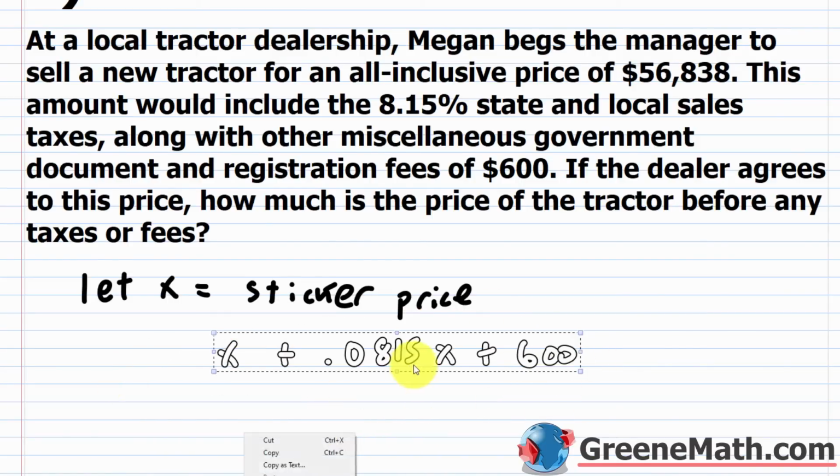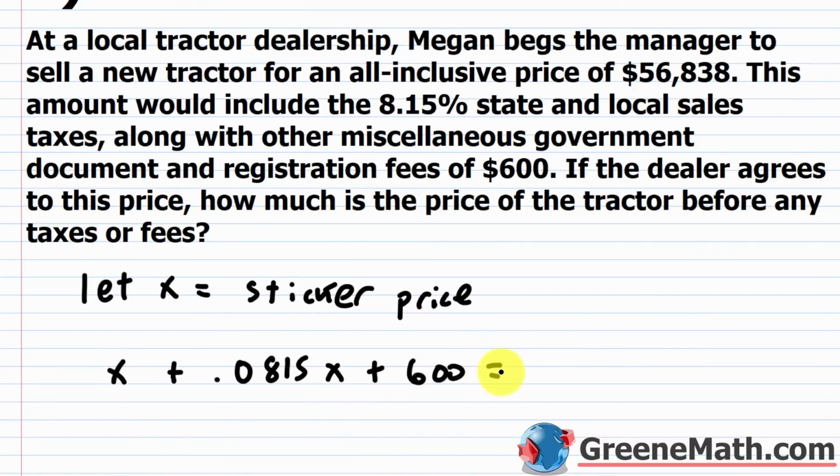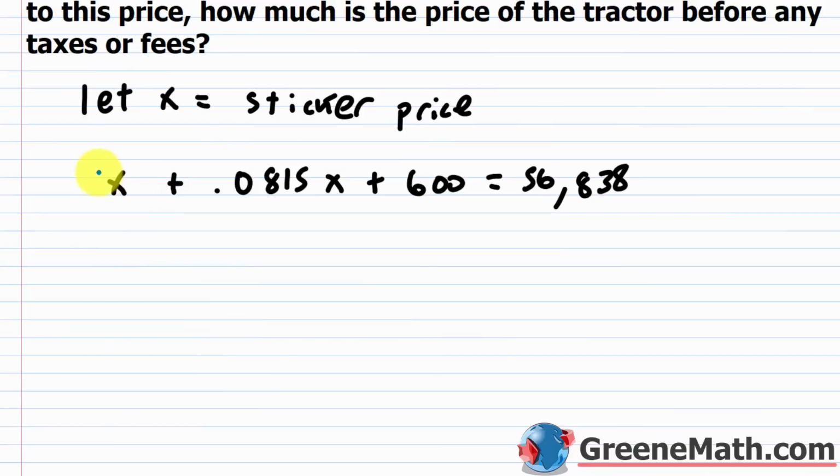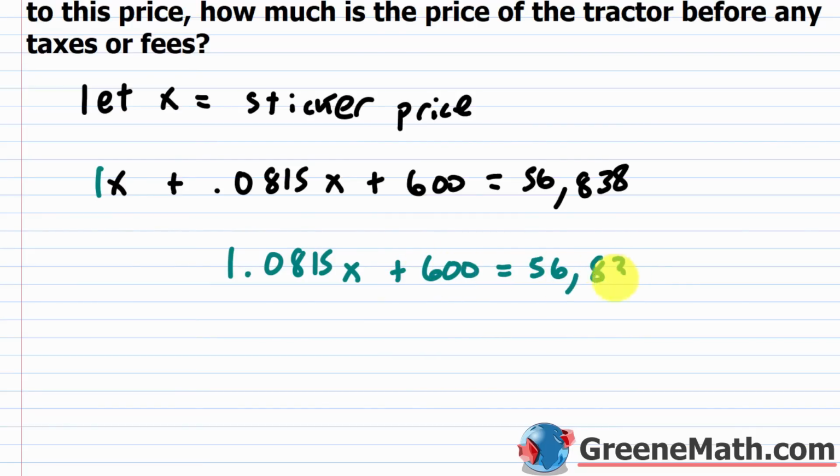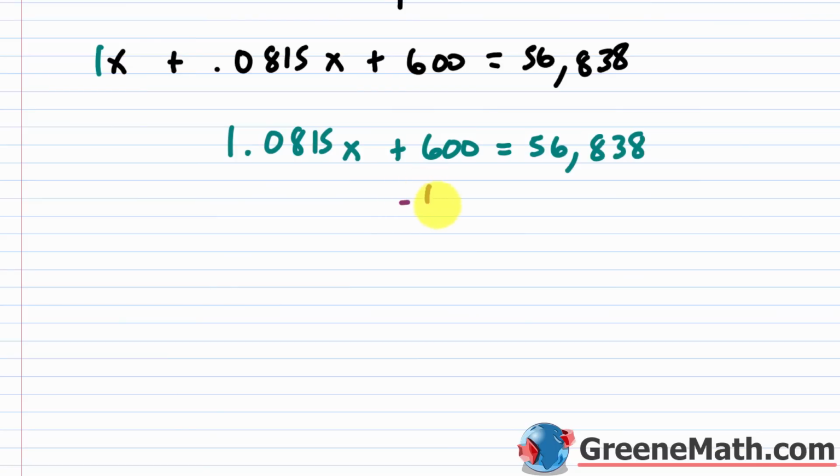And when we add all these amounts together, we know the final price, or the price out the door, as a lot of people say, would be $56,838. Okay, so let's put a 1 here for clarity. So 1 plus 0.0815 would just be 1.0815. And then this is times X, and then plus 600 equals, again, the 56,838. So from here, let's subtract 600 away from each side of the equation.